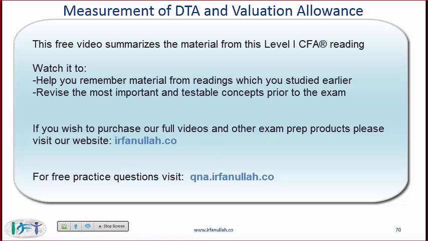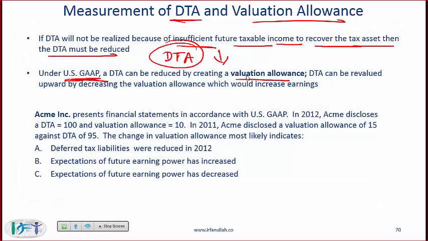In US GAAP, that is done through a valuation allowance, which is like a contra account. Just like depreciation is an expense or a contra account that reduces the value of equipment, similarly, valuation allowance is a contra account that reduces the value of DTA. This little example illustrates the point. You have a company in 2012, the company discloses DTA of 10, and at that point the valuation allowance is 10. In 2011, the year before, the company disclosed a valuation allowance of 15 against a DTA of 95.